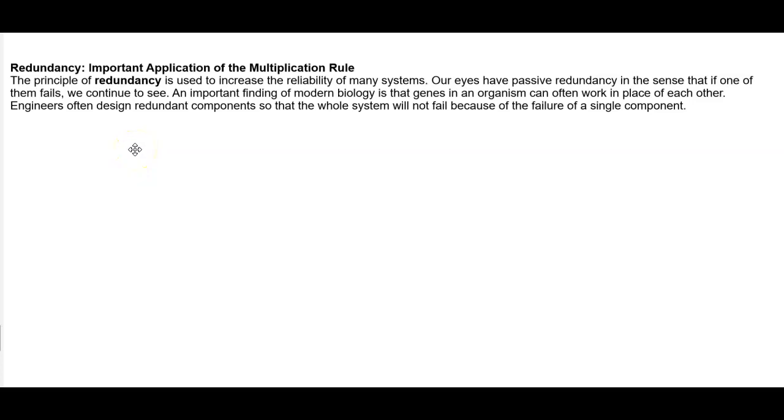Redundancy. Important application of the multiplication rule. The principle of redundancy is used to increase the reliability of many systems. Our eyes have passive redundancy in the sense that if one of them fails, we continue to see. An important finding of modern biology is that genes in an organism can often work in place of each other.